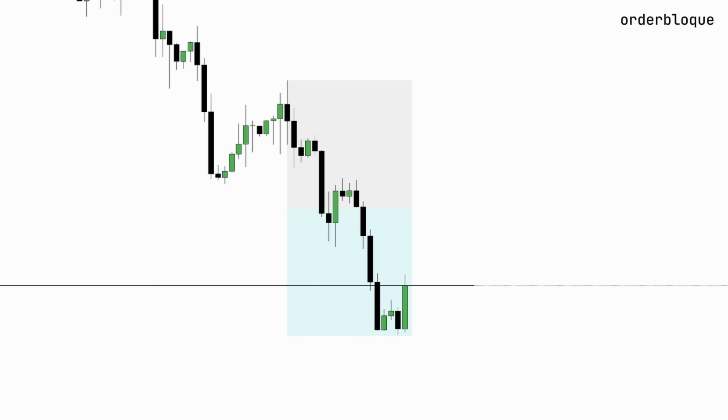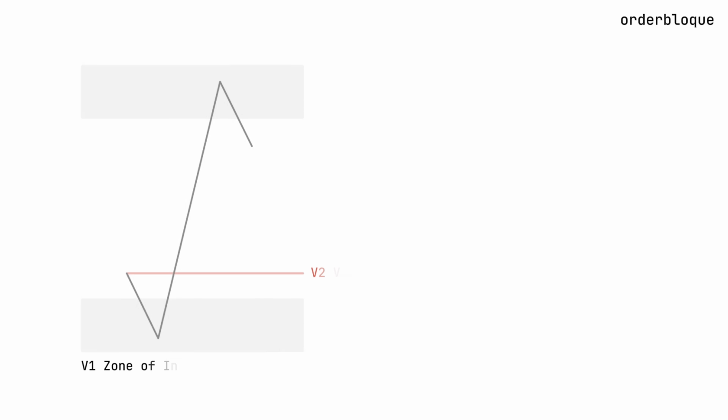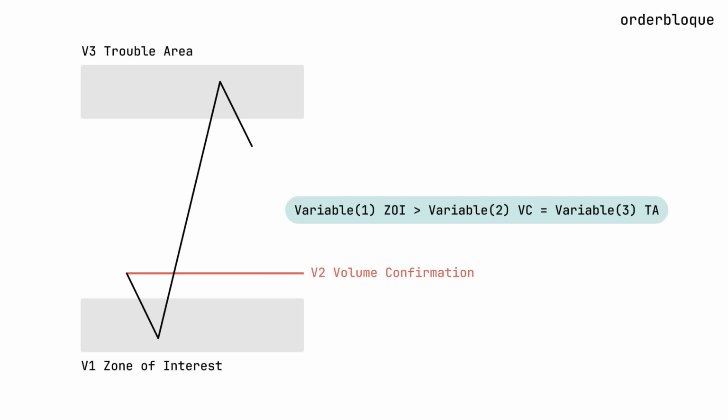The next formula can elaborate on this idea in more detail, and it also embodies the validation of the idea through obtaining volume confirmation on a time frame lower than the zone of interest. We discussed this in the previous video. The formula is as follows. Variable 1, zone of interest greater than variable 2, volume confirmation equal to variable 3 trouble area.